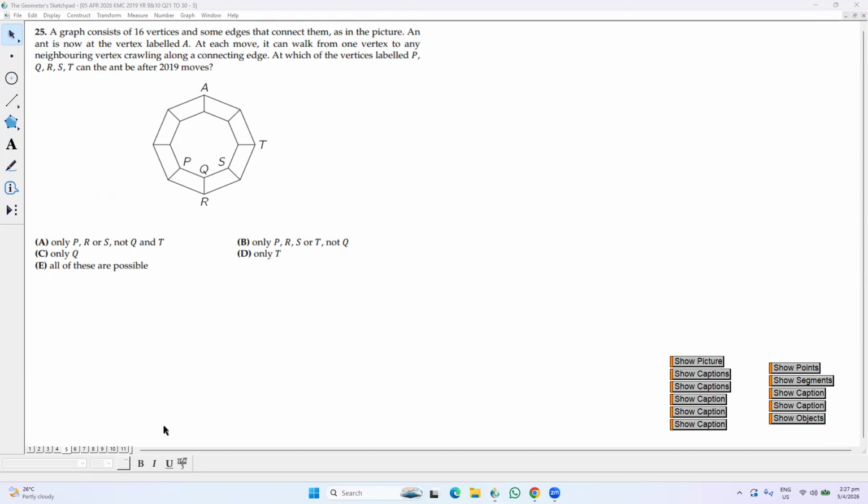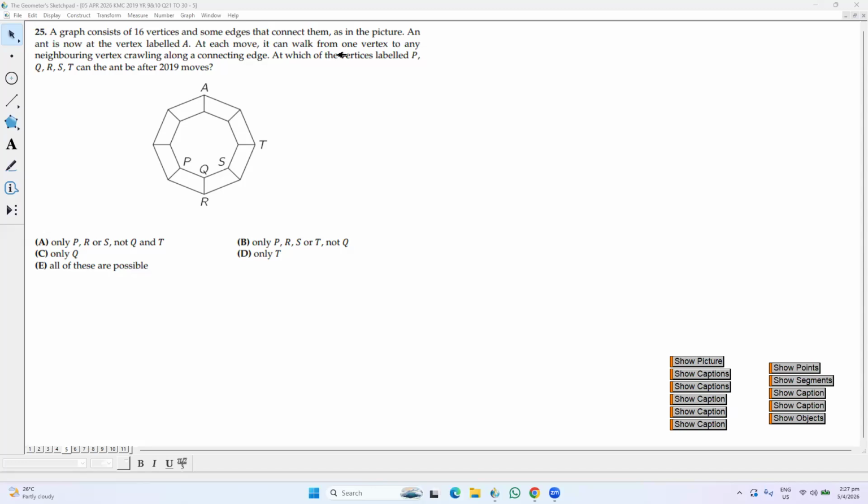And those consist of points and edges. So we have a graph of this type, 16 vertices, with some edges that connect them, as in the picture. And N is now at the vertex labeled A.